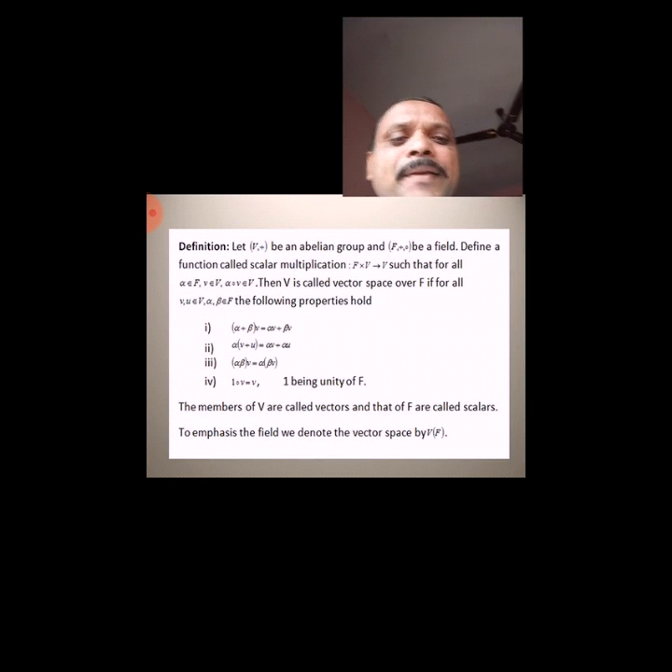In a vector space there are two sets. One is an abelian group and the second is a field. So an important point to note here is that V is an abelian group as one structure and the field is another structure. What happens in a vector space is that we combine these two, and if these two structures satisfy four properties, it is called a vector space.